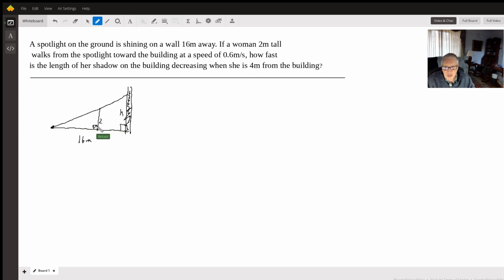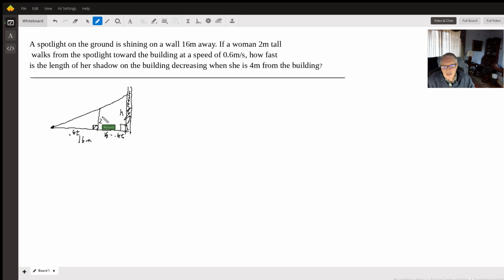Okay, so we're going to make use of the fact that these are similar triangles here. They're both right triangles, and they're similar triangles. This distance here, I'm just going to call 0.6t, because that's how fast she's walking: 0.6 meters per second times the time elapsed, t. And then this distance would be, of course, 16 minus 0.6t, because the total distance is 16. So I think that makes it a little easier to set this up.